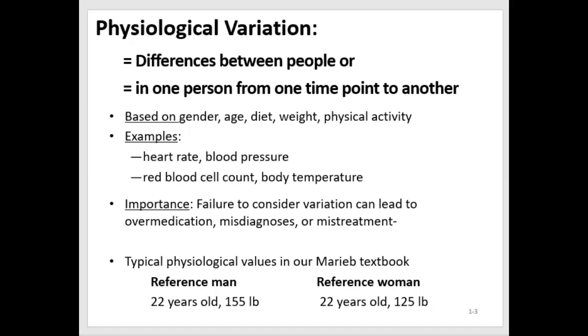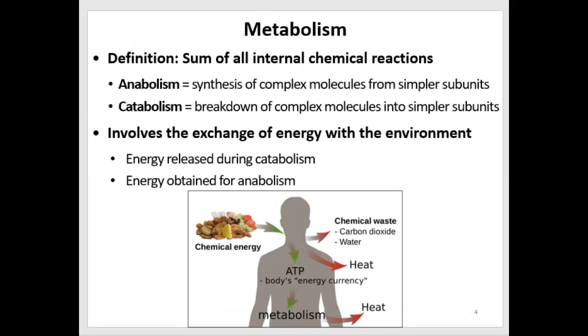In both cases, they're 22 years old, and then the weight is also known. For males, 155 pounds, and for females, 125 pounds. Now, often you'll see a range, so that might be for adults in general, or average weights as well. But in general, these are the reference body types, if you will, for the different parameters that you'll see in the textbook. So let's go through these 4 major themes.